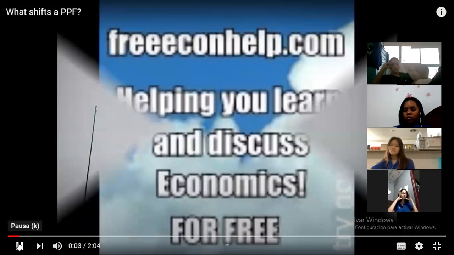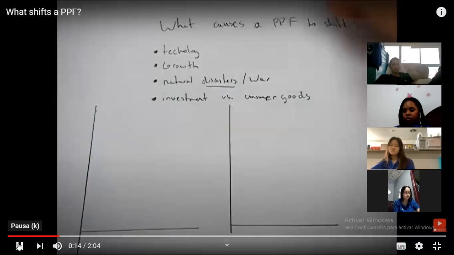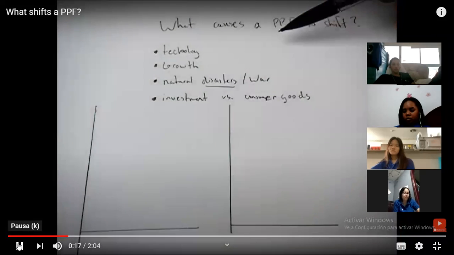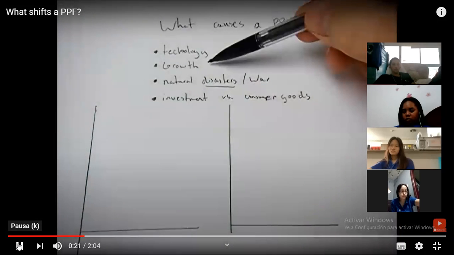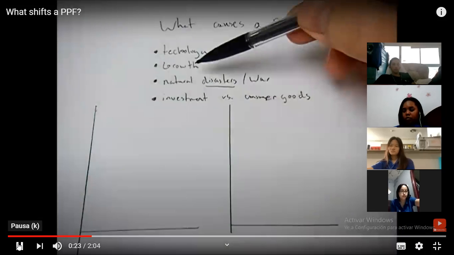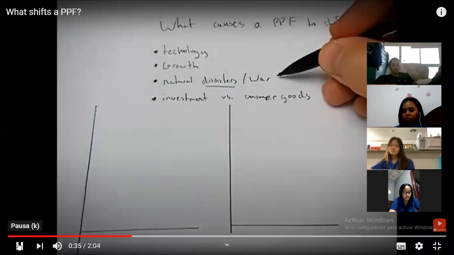Let's see. Hello, this movie's gonna go over what causes a PPF to shift. So you've seen the other movies on production possibility curves, you understand that, but what can cause them to shift? So I've gone through a brief list and I'm gonna show what happens. The first is a change in technology, economic growth or growth in the economy, natural disasters or any type of disaster really that will destroy capital in the economy or perhaps reduce the population like a plague or war.